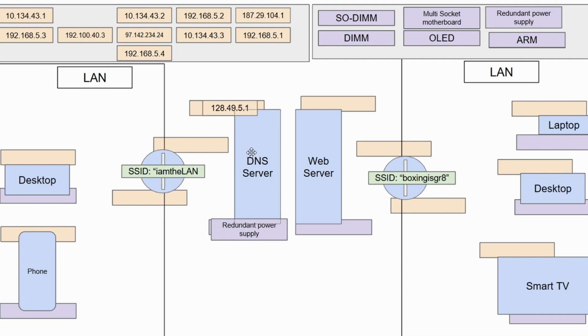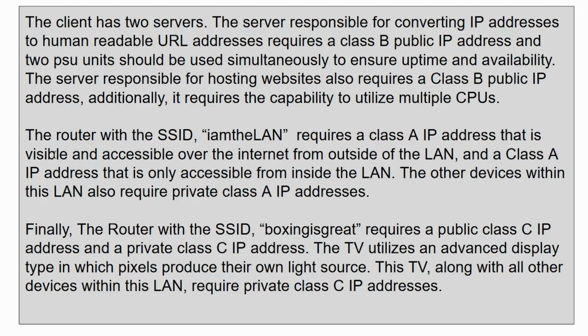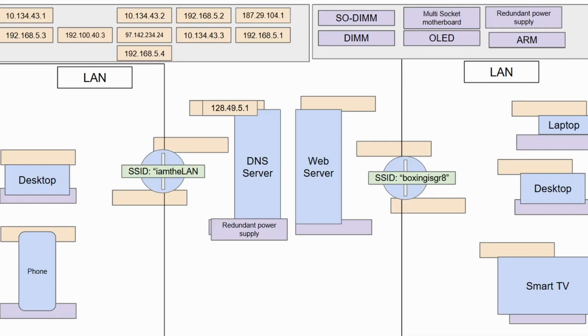Now we've done our first server. We still have a lot to go, but let's keep walking through this and have a look at the next piece of information. It's overwhelming, but if we do it bit by bit, it's a lot less scary, okay? The next bit says, the server responsible for hosting websites also requires a Class B public IP address. Okay, so we just need another Class B public IP address. Remember those ranges, 128 to 191, excluding the private address ranges. 128 to 191. Hopefully you found one. Here, that's the one.